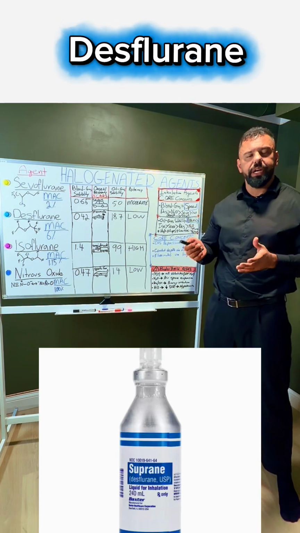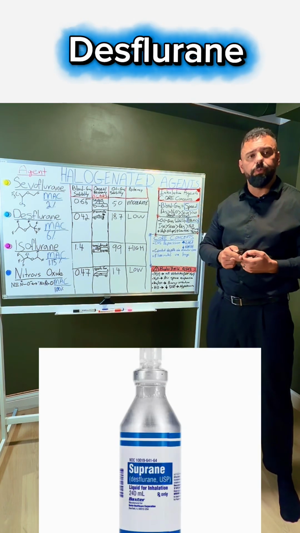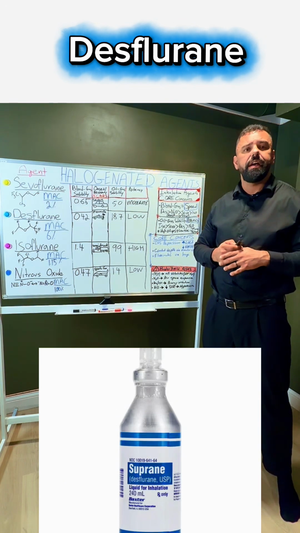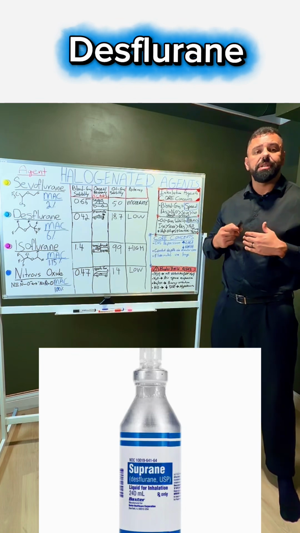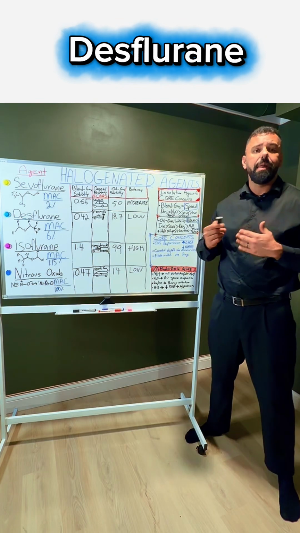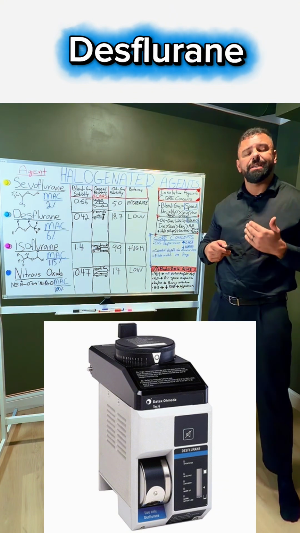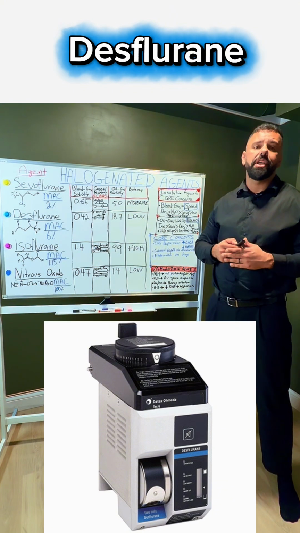And again, desflurane is the fastest agent, has a very low blood gas solubility. It's rapidly on, rapidly off. It also allows for very precise control of anesthetic depth. However, it is an airway irritant and can cause sympathetic stimulation, so it needs to be used carefully.